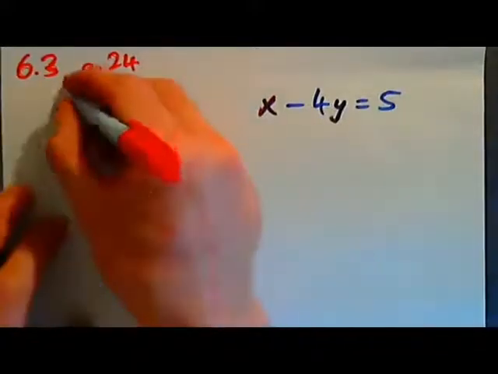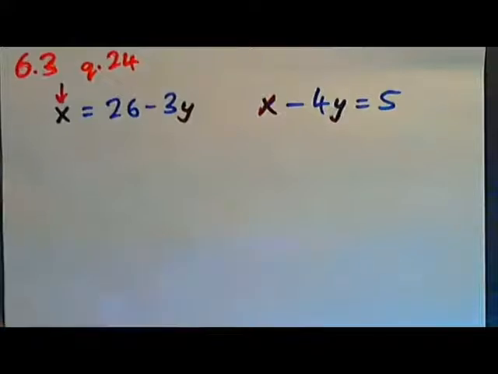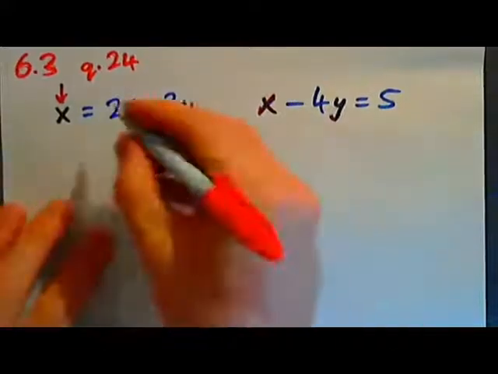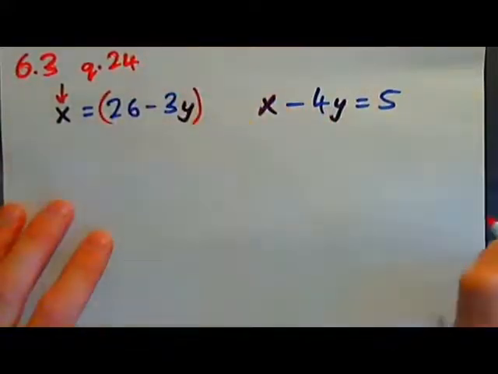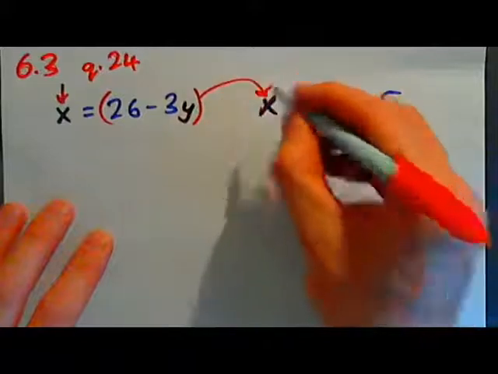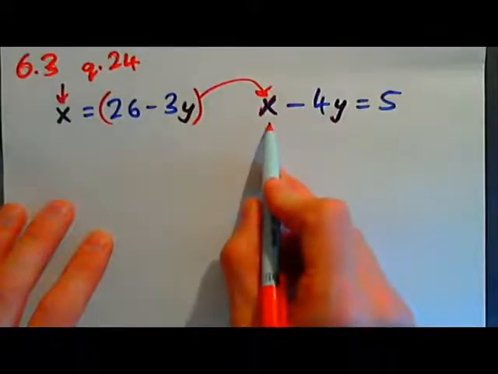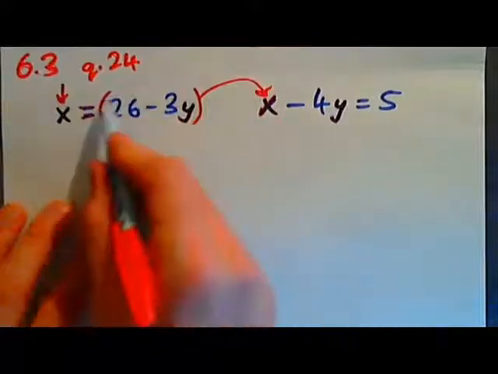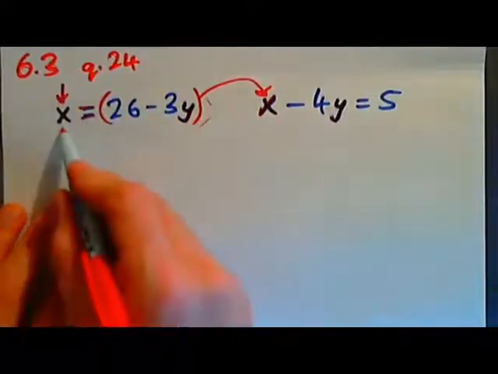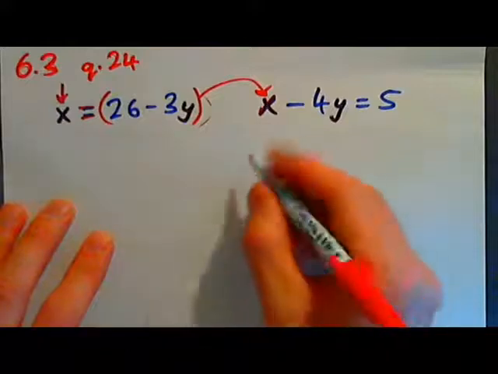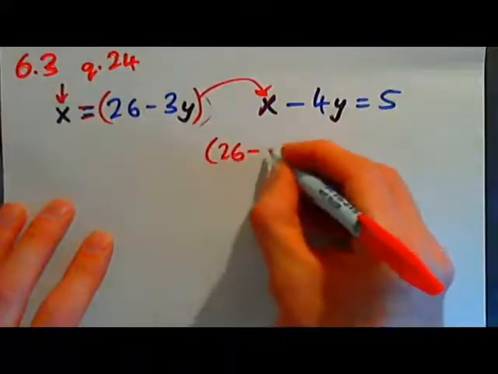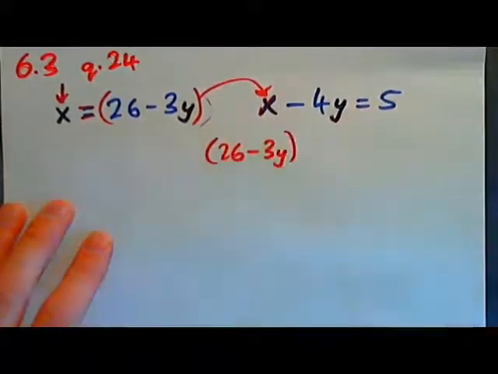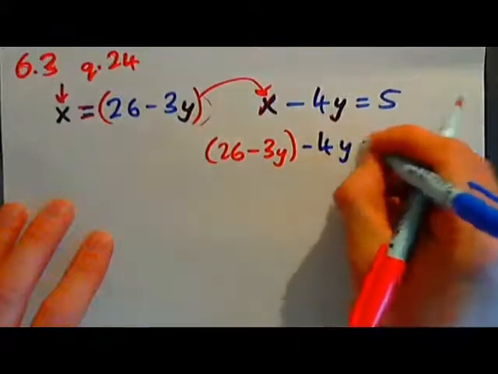What we want to do is pick one that's on its own already, if possible. And you can see this x is all by itself. So the easiest thing to do is use that. Did you try that? Yeah, I did. Okay. So he gets plugged in here, right? Because x is equal to this, and so this thing here is the same as x. So I can plug this in for x. Does that make sense? And then I've got this thing.